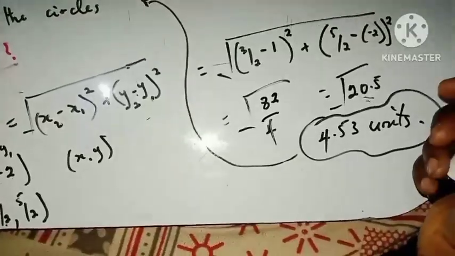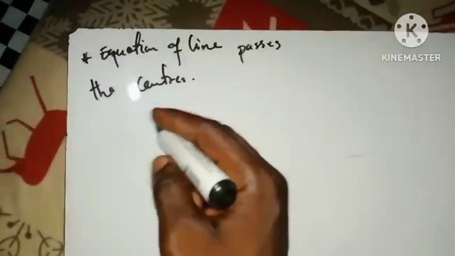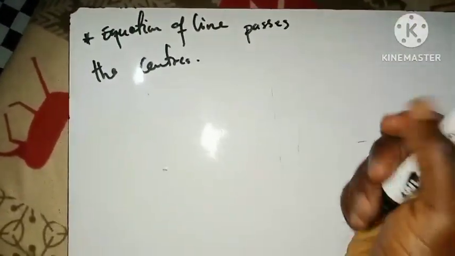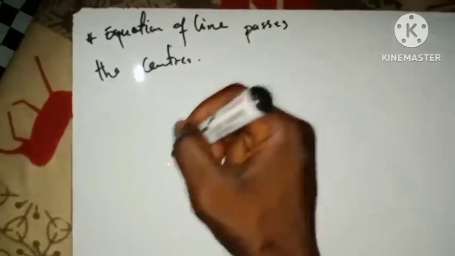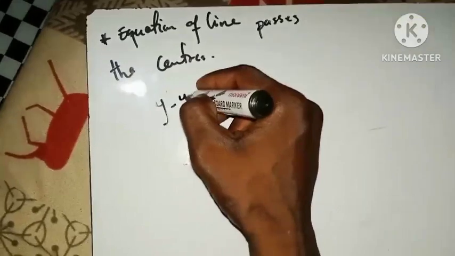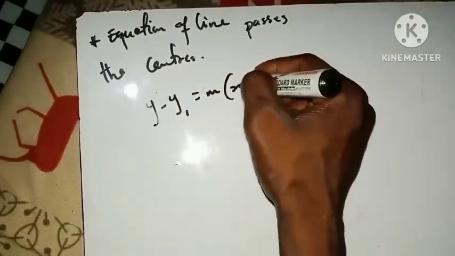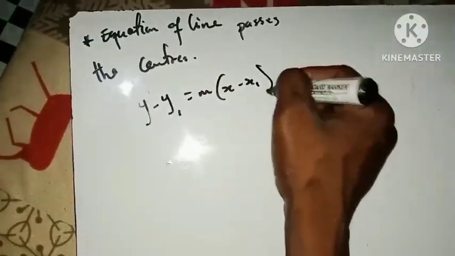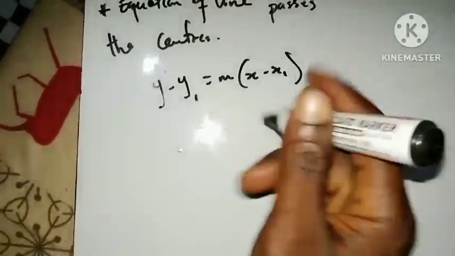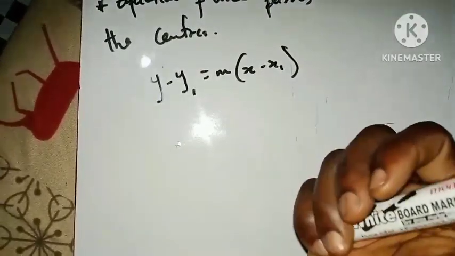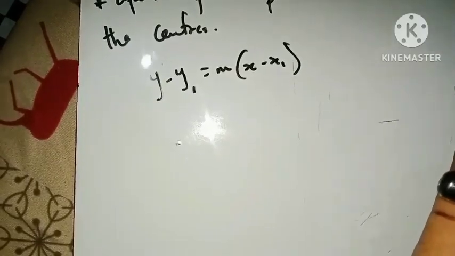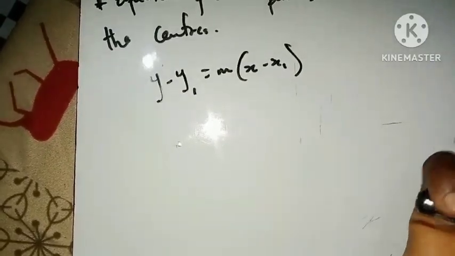Now the second part of the question says that I should find the equation of the line that passes through the centers. As I said earlier, here again you must know what to use. What we are going to use here is the equation of the line that says y minus y1 is equal to m bracket x minus x1. This is one of the general equations of the line if the information is available at your disposal. This is a little bit similar to, or maybe different from, the slope equation of a line.